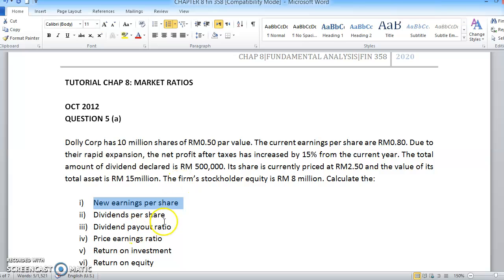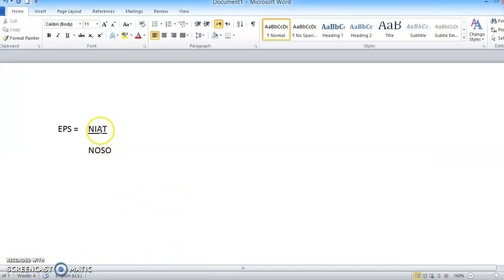So what is the formula for us to calculate the EPS? The EPS is calculated by dividing the net income, or net income after tax, by the number of stock outstanding. So this NOSO is the abbreviation for number of stock outstanding, the number of common stock that exist, and the current net income for that particular year. If you are looking for which year, take a look at that particular year only.